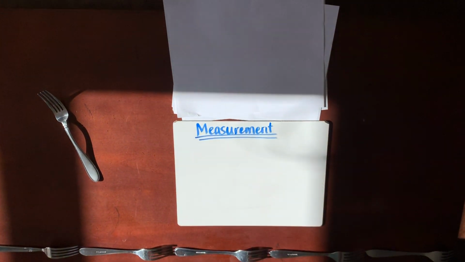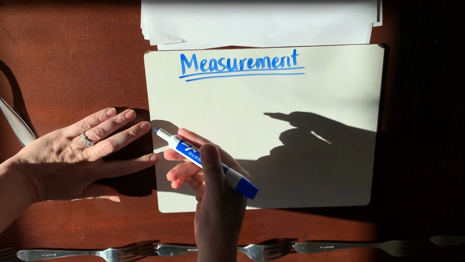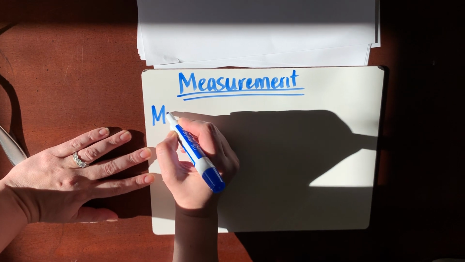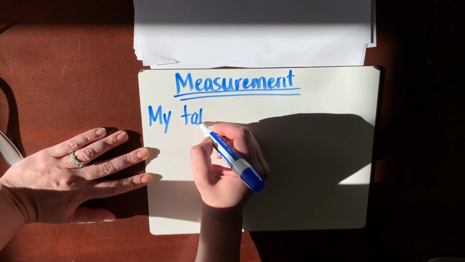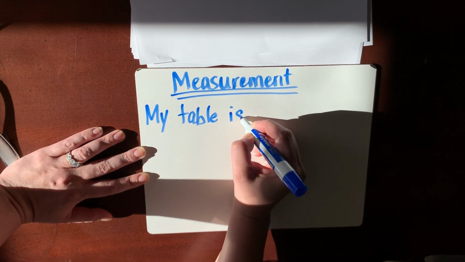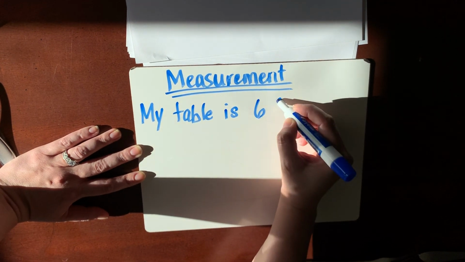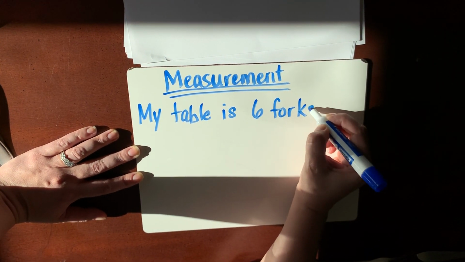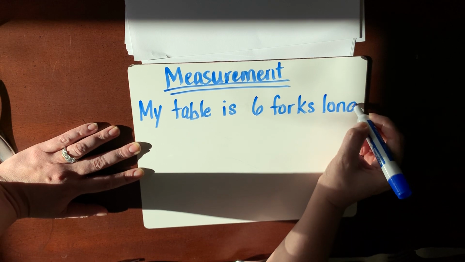In my journal, that's what I'm going to write. My table is 6 forks long.